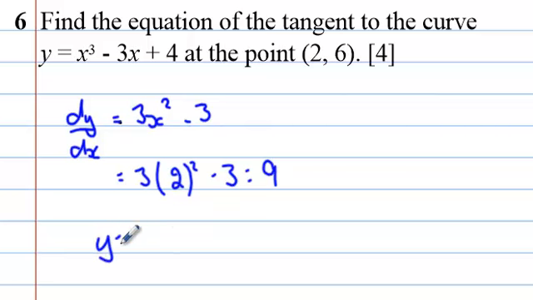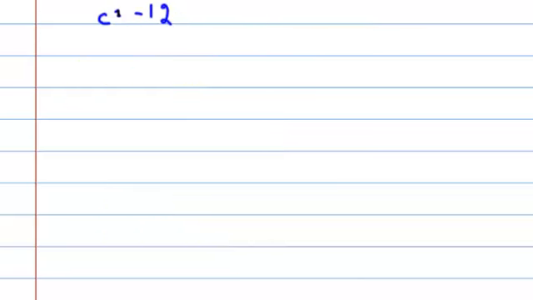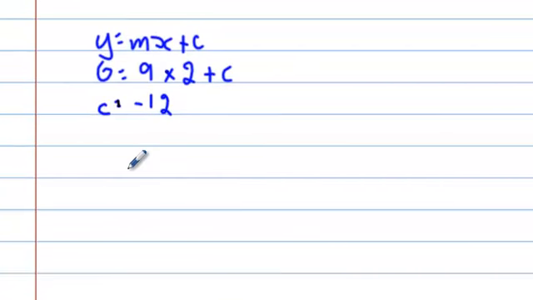The general equation of a straight line is y equals mx plus c. We know at the point where the gradient's 9, x is 2 and y is 6, so if we substitute in y is 6, gradient is 9, for an x value of 2, we can calculate that c is going to be 6 take away 18, c is negative 12. The question asks for the equation of the tangent, so we need to make sure that we put all that together to complete our answer. So y equals 9x minus 12.